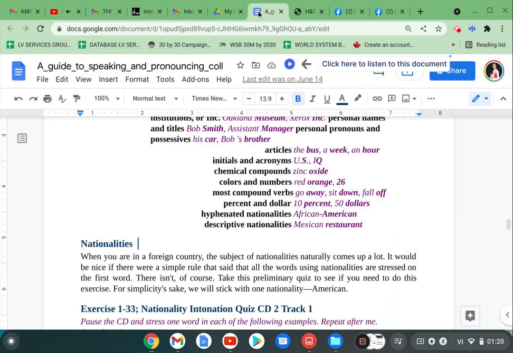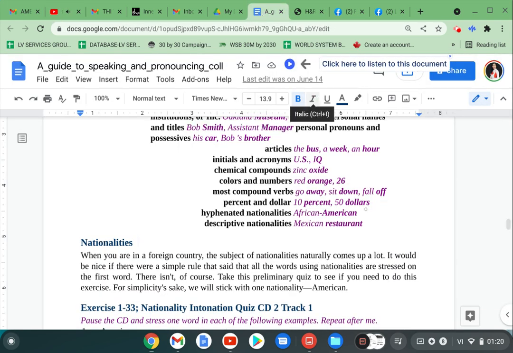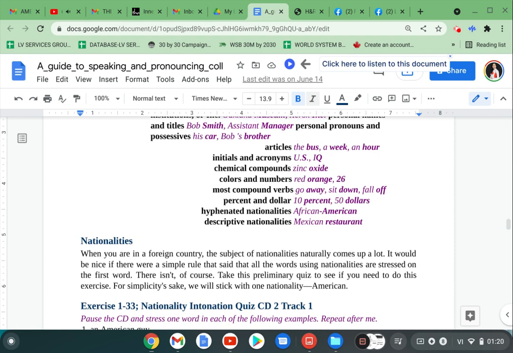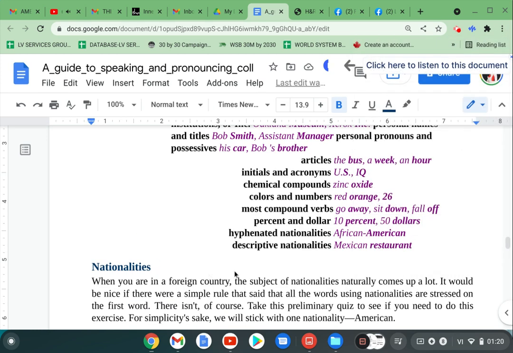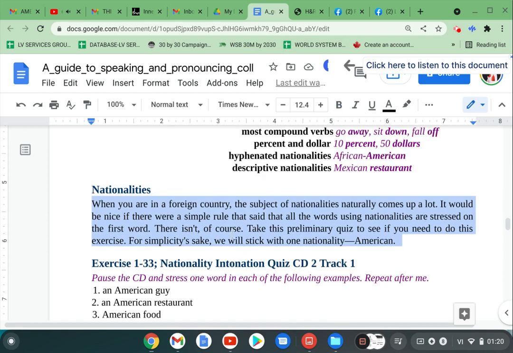Nationalities. When you're in a foreign country, the subject of nationalities naturally comes up a lot. It'd be nice if there were a simple rule that said all the words using nationalities are stressed on the first word. There isn't, of course. Take this preliminary quiz to see if you need to do this exercise. For simplicity's sake, we'll stick with one nationality, American.